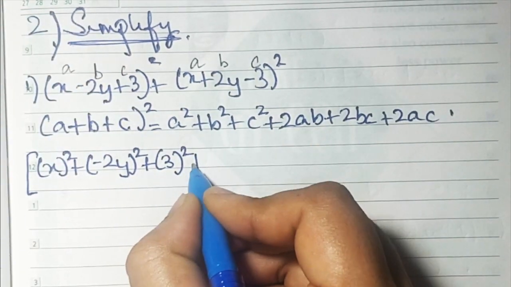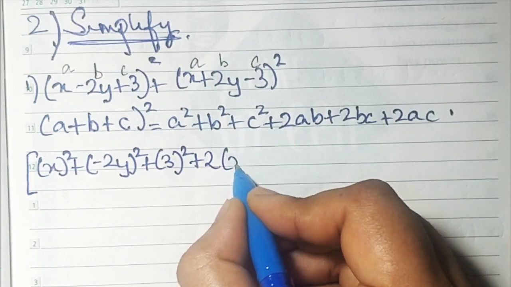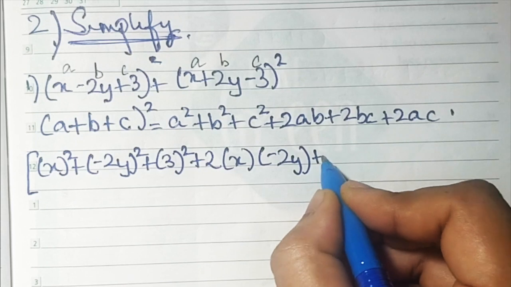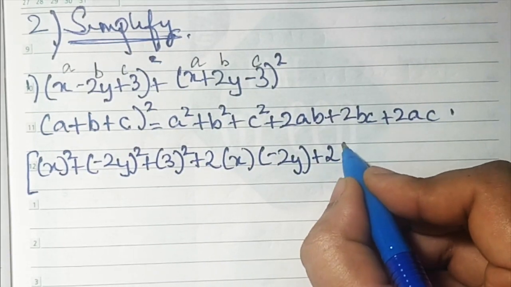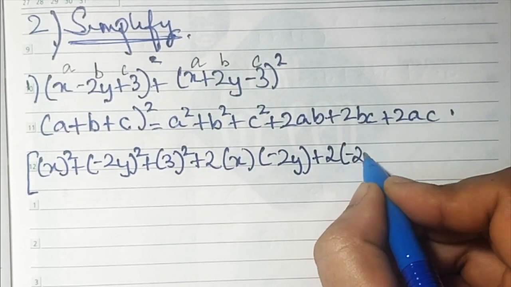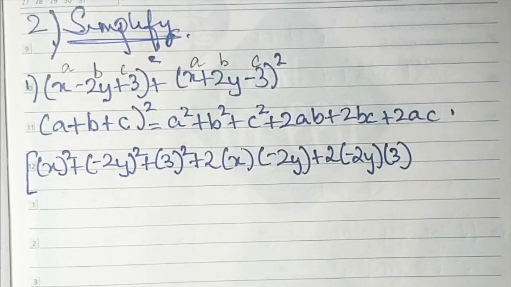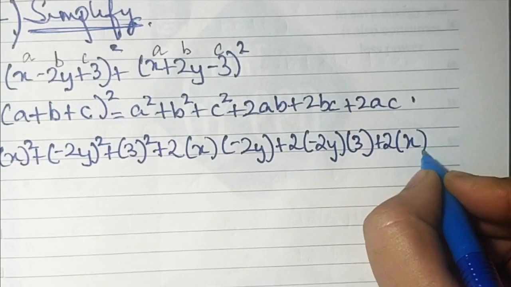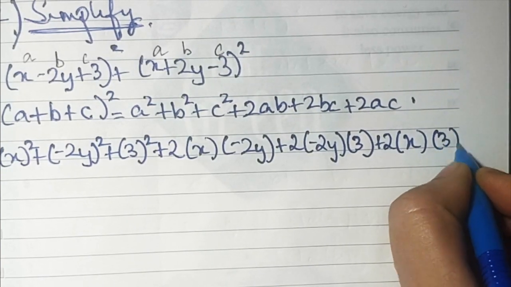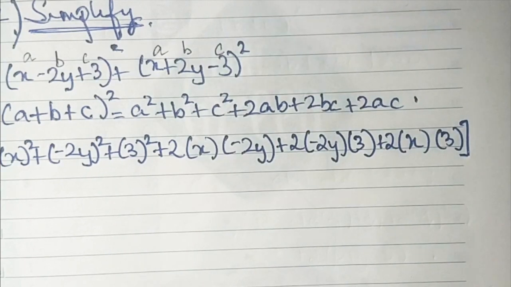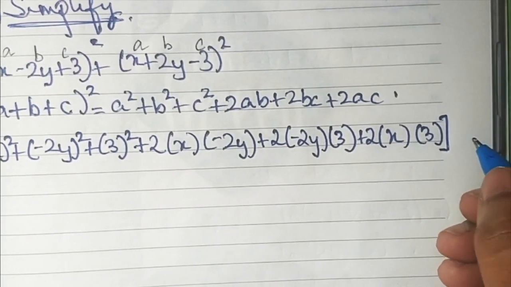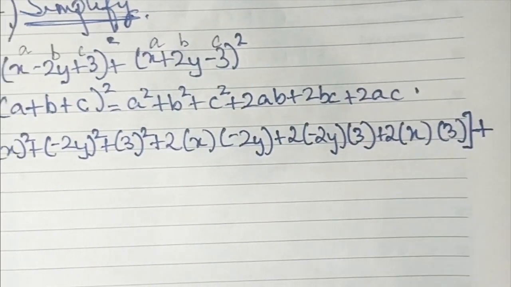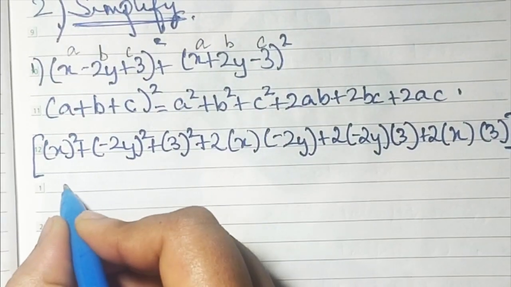Now plus 2ab: a is x, b is minus 2y. Plus 2bc: b is minus 2y, c is 3. Plus 2ac: a is x, c is 3. This is our first bracket. Now here you have a positive sign, then you have the second bracket. So now write the second bracket.